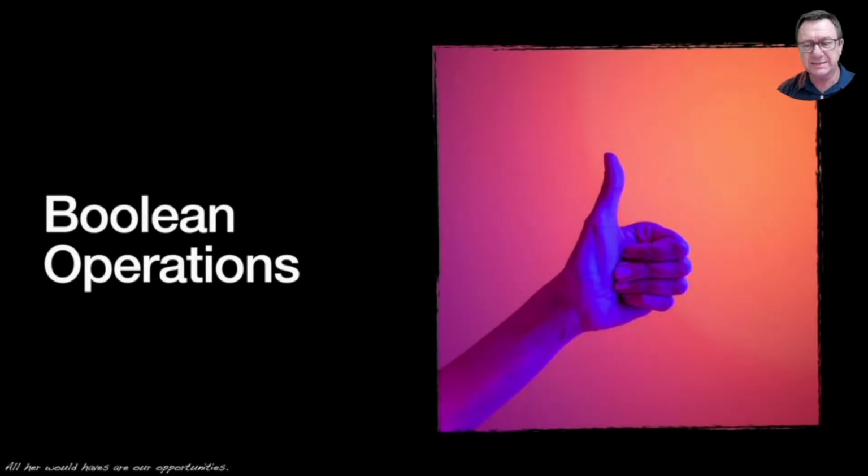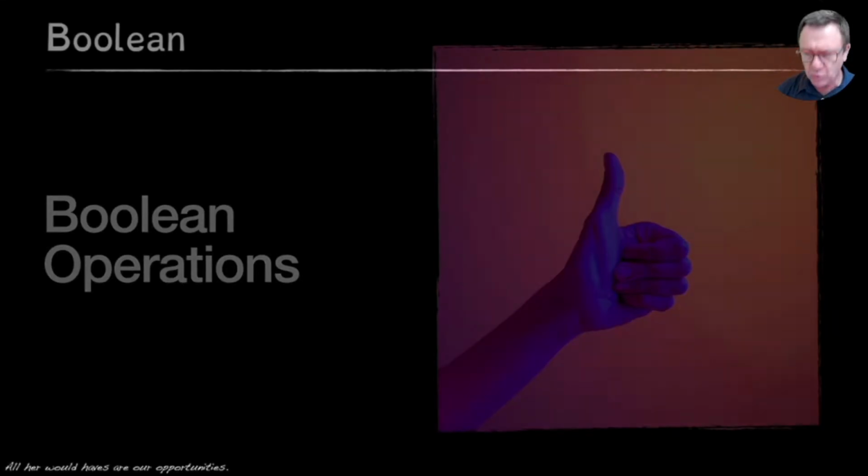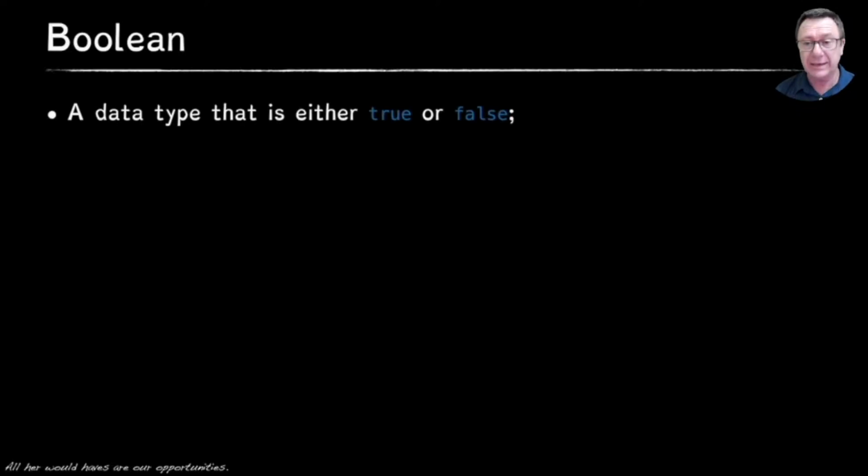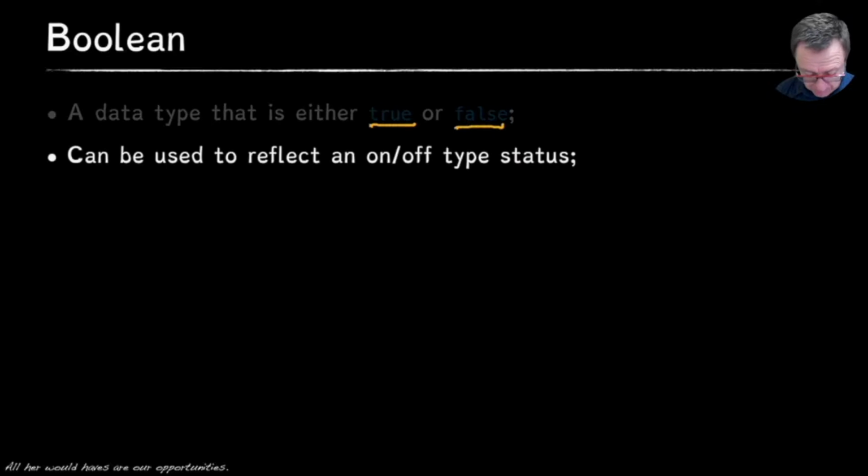Boolean operators. Boolean is named after, I believe, the German logician, who came up with and discovered true or false. That is what the data type is. It's really straightforward. Something is true or something is false. That's all a Boolean is.